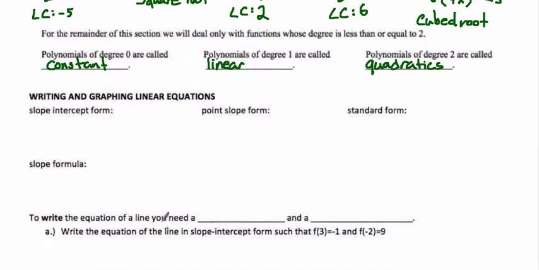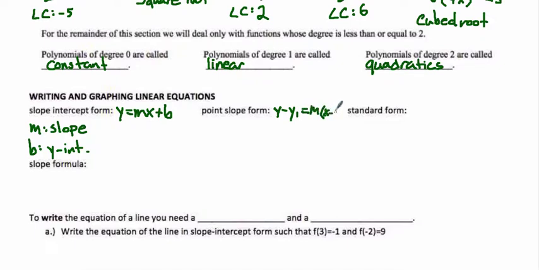Okay, so all the forms here: slope-intercept form, point-slope form, and standard form. So slope-intercept form looks like y equals mx plus b, where m is the slope and b is the y-intercept. Then we have point-slope form. This looks like y minus y1 equals m times x minus x1. And in this case, our m is still slope, so you can write it down here again if you need it. And then our point is represented by these parts of the equation. So this is a point. And then our standard form looks like this, ax plus by equals c, and c in this case would be a constant, so just a number.